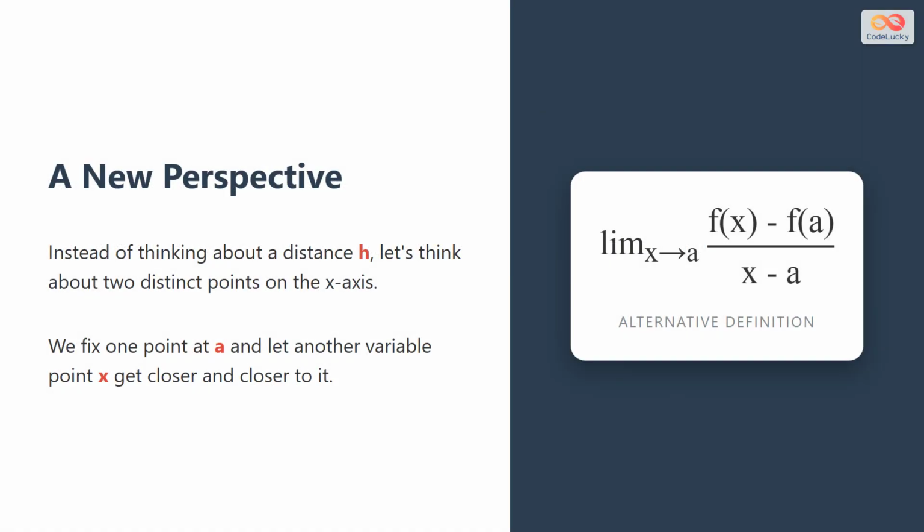Now let's shift our perspective. Instead of focusing on the distance h, let's think about the points themselves. We have a fixed point a, where we want to find the slope, and a variable point x that can move along the number line. The alternative definition is simply the limit as x gets closer and closer to a.